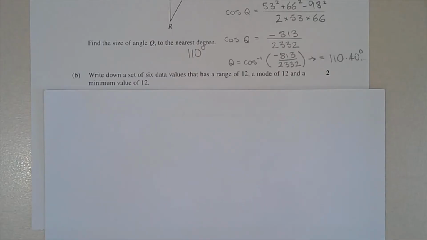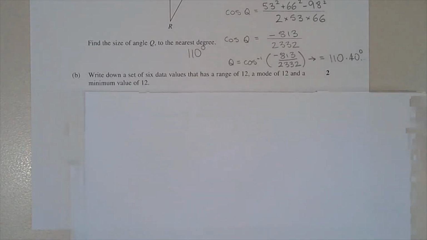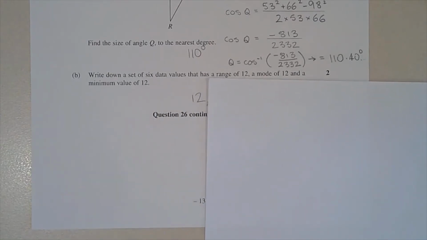Question 26b. Write down a set of 6 data values that has a range of 12, a mode of 12, and a minimum value of 12. So let's work backwards. Let's start off with the minimum value of 12. So that means the first score in this set of 6 scores is 12. Now let's consider the range.